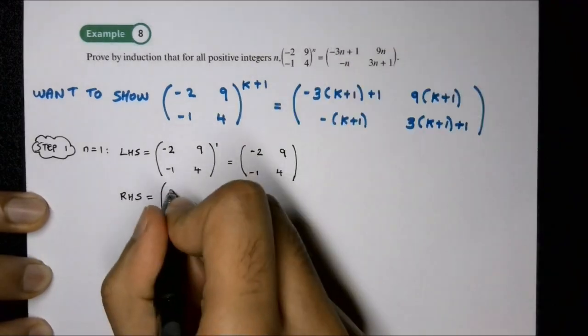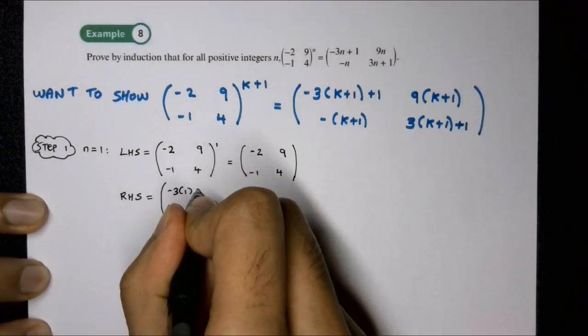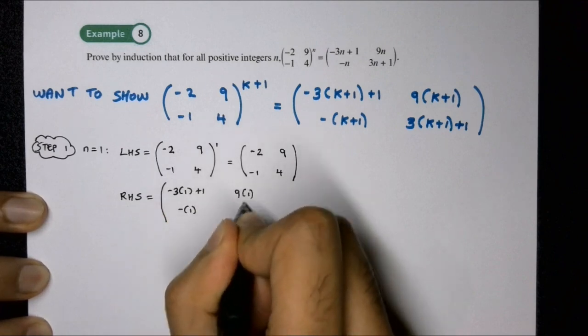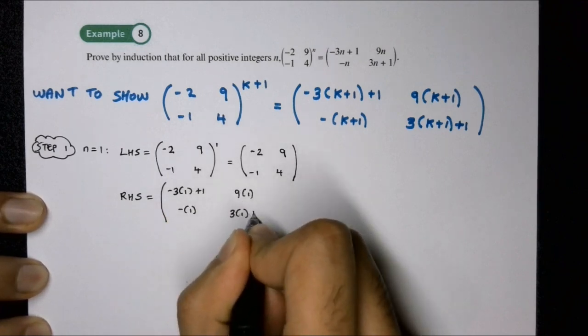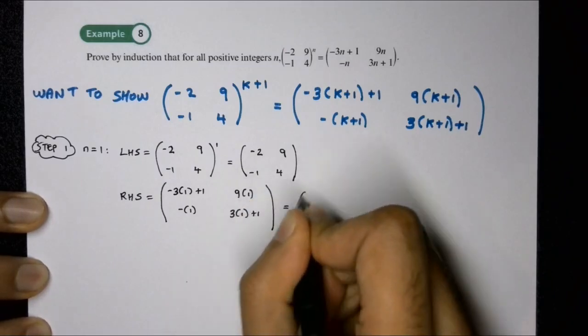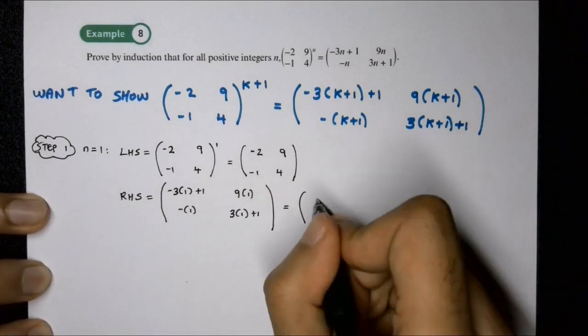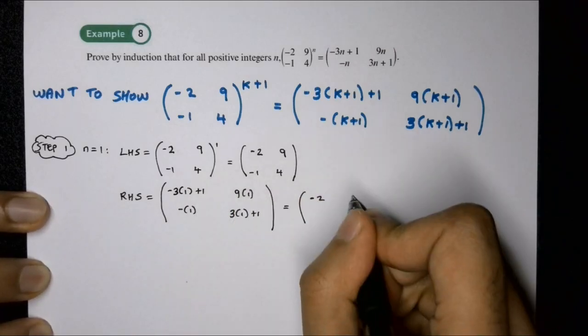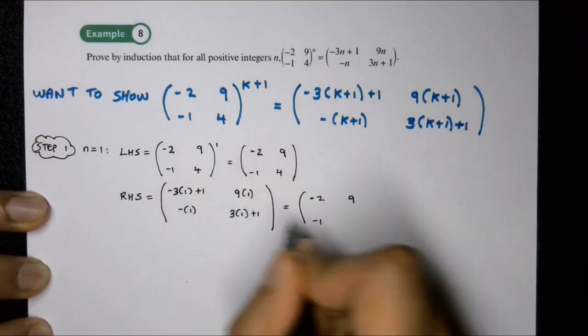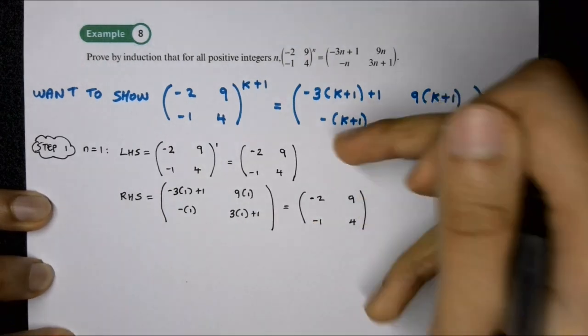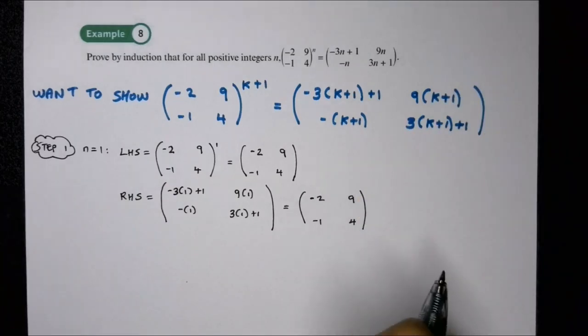if we replace the n with 1, we have minus 3 lots of 1 plus 1, minus 1, 9 lots of 1, 3 lots of 1 plus 1. So minus 3 plus 1, that's minus 2. 9 lots of 1, that's 9. Then here we've got the minus 1. 3 plus 1, that's 4. You can see the left hand side is the same as the right hand side.